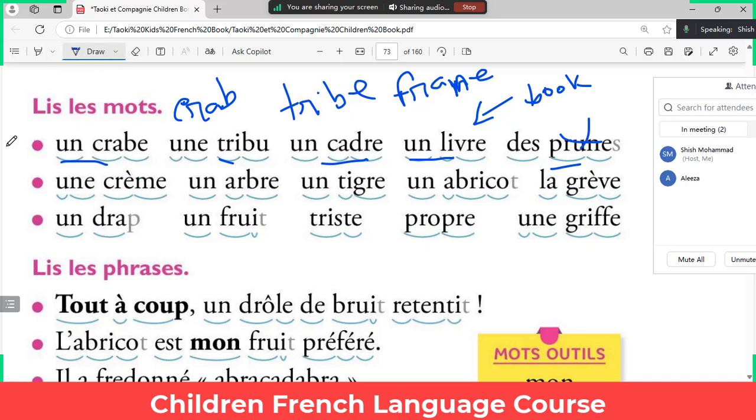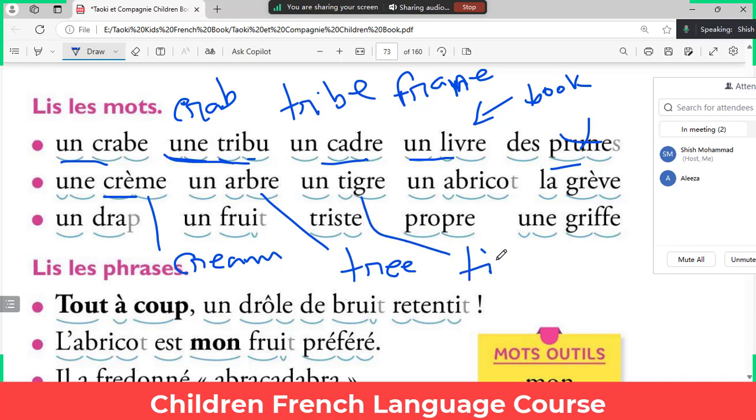Then un crème. Crème means cream. Okay. C-R-E-A-M. That's called crème. Then un arbre. Write them with the article. Okay. The article is given here. Un tribu, un cadre, this way. Arbre means tree. T-R-E-E. Tree. Un tigre means tiger. T-I-G-E-R. Tiger. And we don't need this one. It's not used as usual. We don't need these two.